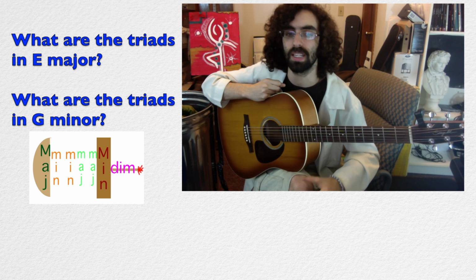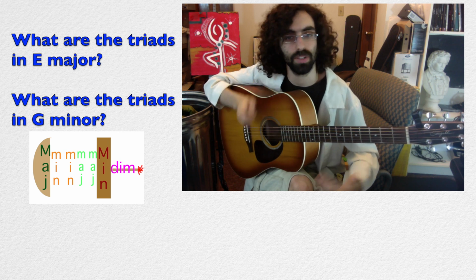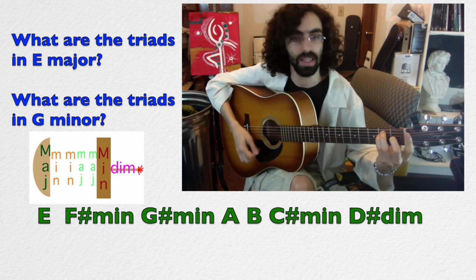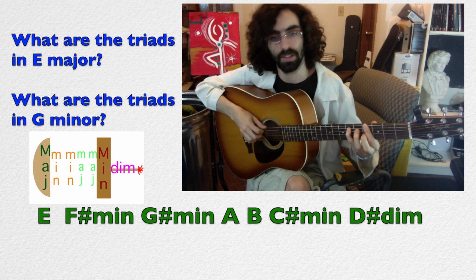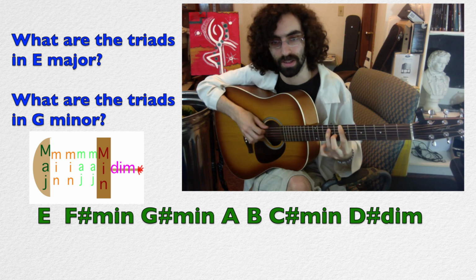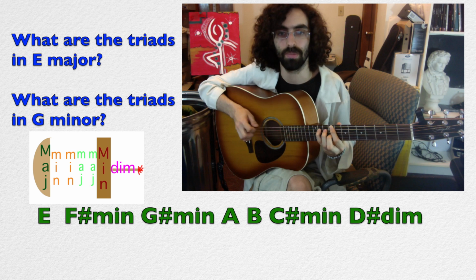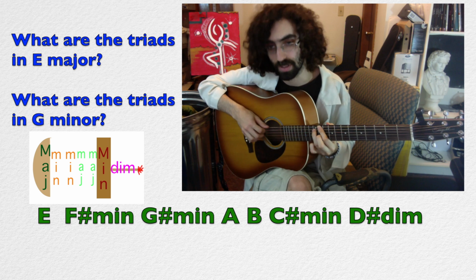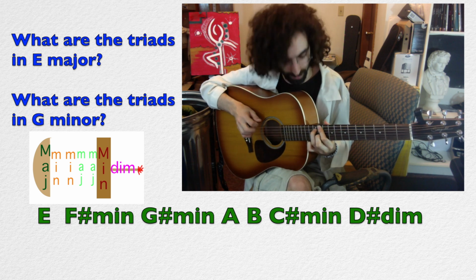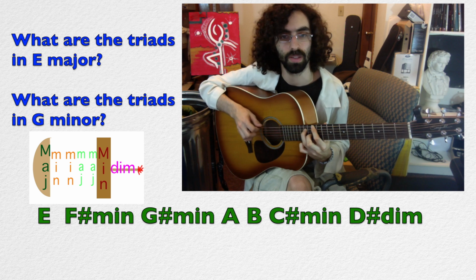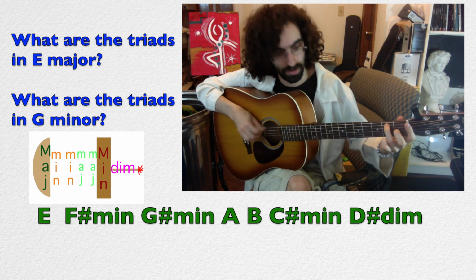For the chords in E major, we just start the sandwich from E, and we get E, F sharp minor, G sharp minor, A, B, C sharp minor, and then D sharp diminished. And back to E. Okay? So once again.